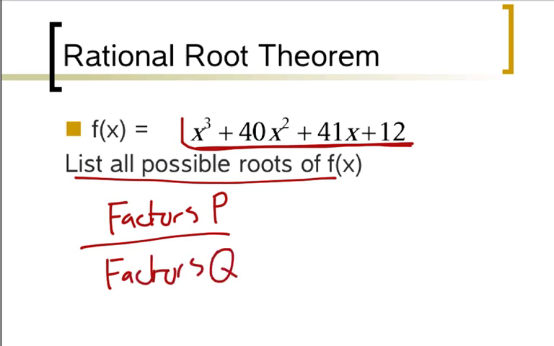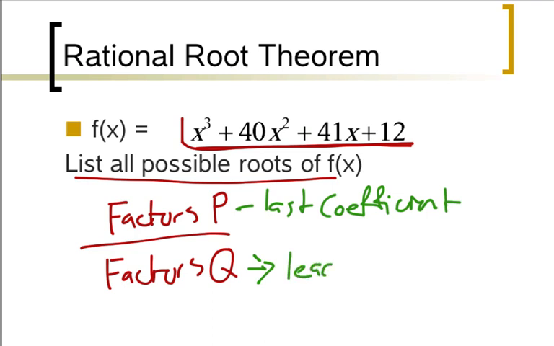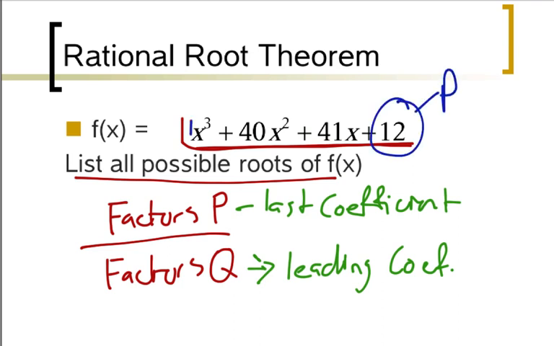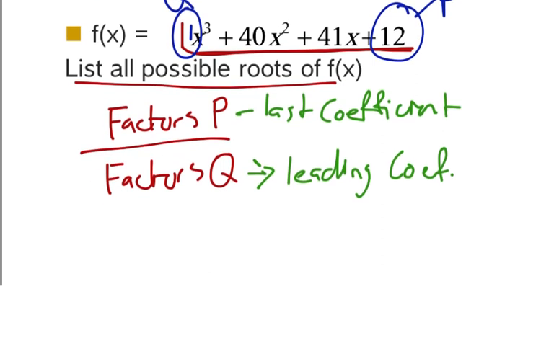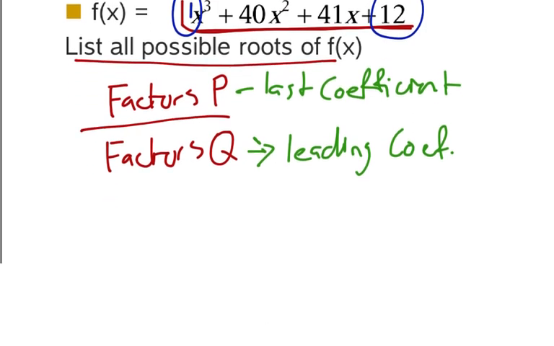Well, p and q, p is your last coefficient and q is your first or leading coefficient. Okay, so what that means is that 12 here is p, and 1 is our q.